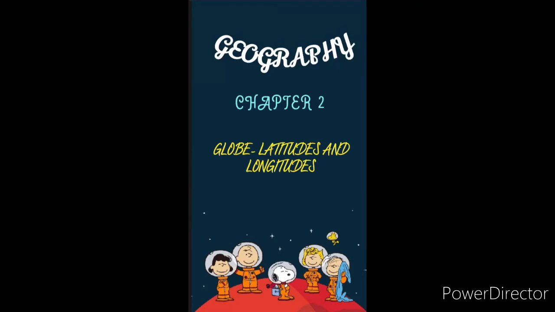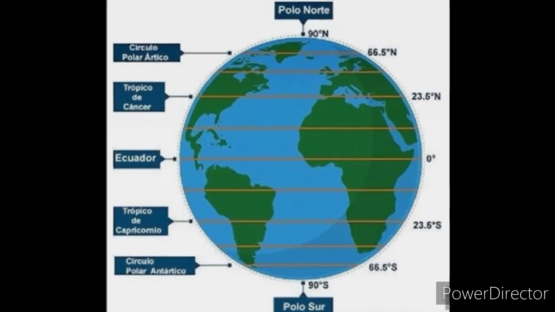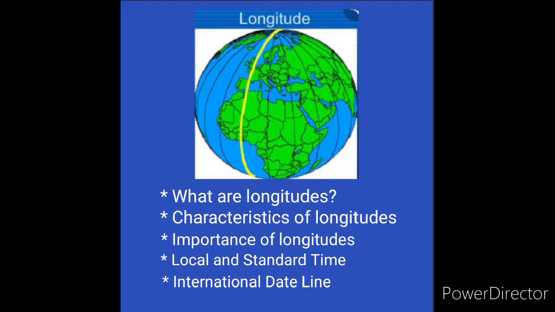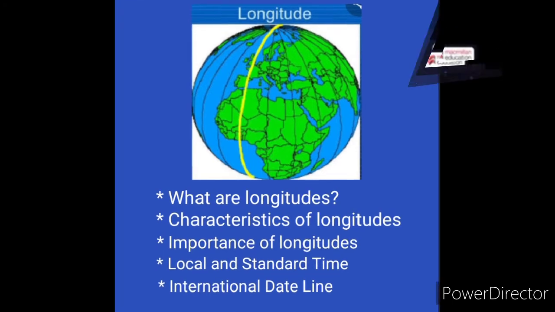Chapter 2 Geography, Globe, Latitudes and Longitudes. Children, in the previous video, I described to you what latitudes are, their characteristics and their importance. In this video, you will learn about what longitudes are, their characteristics, their importance, what local and standard time are, and what we mean by the international dateline.